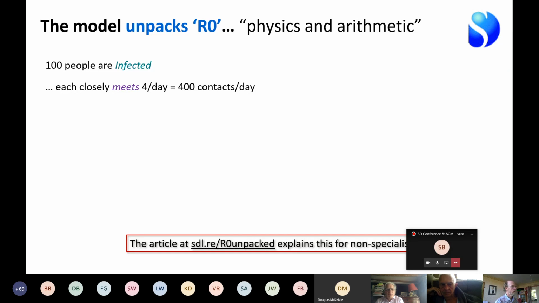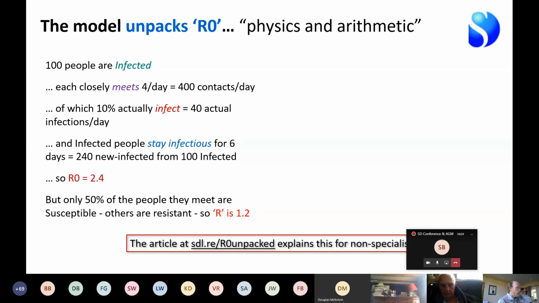100 people are infected, each meets 4 other people per day, for example, and when we say meet, it is close enough for the virus to jump if it did, which 10% of those contacts actually result in the virus being passed. So you end up with 40 actual infections per day from those 100 people. Those 100 people stay infectious for, let us say, 6 days. That's not a COVID number, 6 days. People stay infectious for longer than that. But if it were 6 days, that's 240 newly infected people from the 100 who were infected.